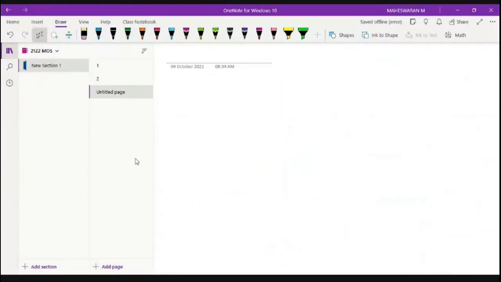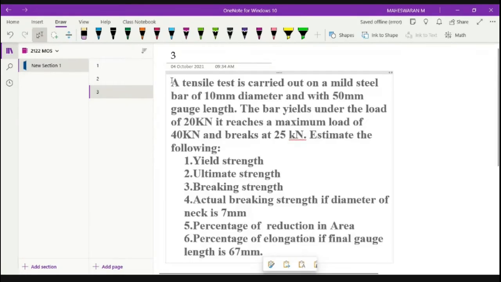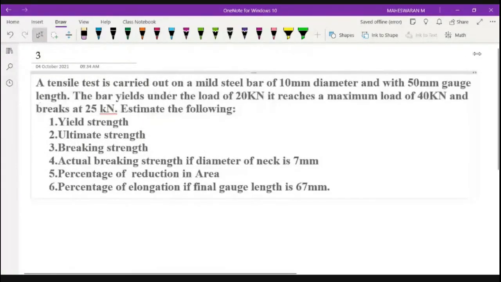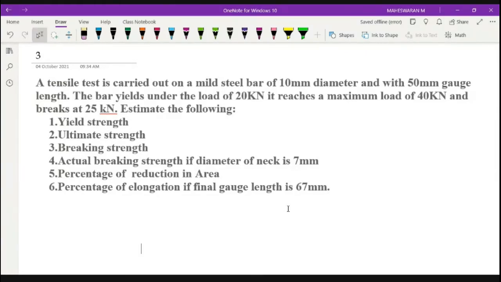We'll proceed with one 16 mark problem now. So till now, the problems we discussed are only 8 marks. This is a 16 mark problem. So you can see here, you have a tensile test piece, right? The diameter of the steel rod is 10 mm, and the gauge length, the length of the rod, is 50 mm, right?